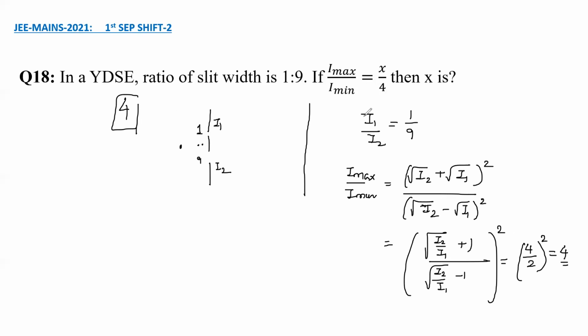Sorry, but we are asked x. So x by 4 is 4. Okay, x by 4 is 4. And therefore, the answer to this question will be 16. Next question.